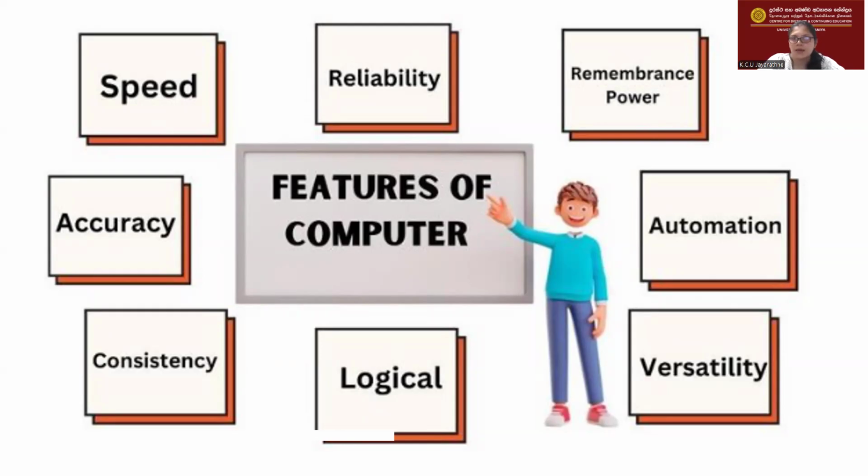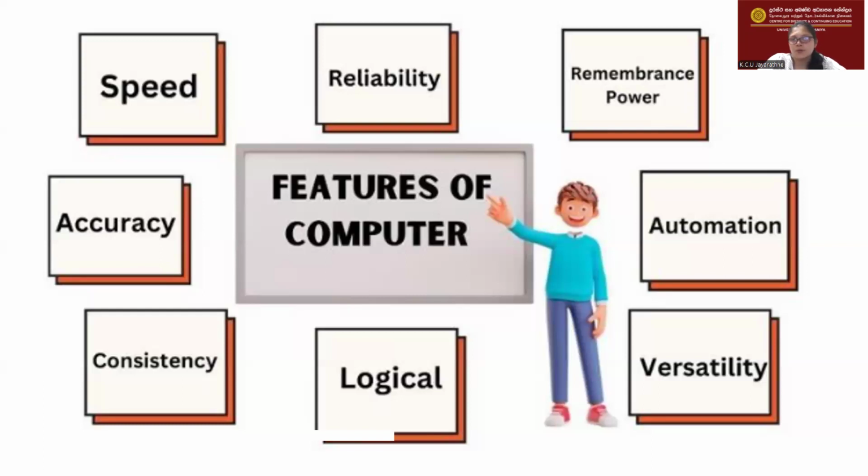So first we have to identify the features of computers. What are the main things that the computer operates with? It has speed, accuracy, it works in a logical way, computers are automated, it has a remembrance power, and it is reliable. How? We all know computers have more speed than humans. So computers can operate at more speed than humans.